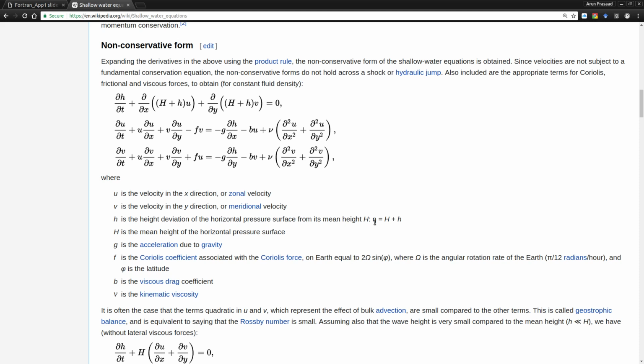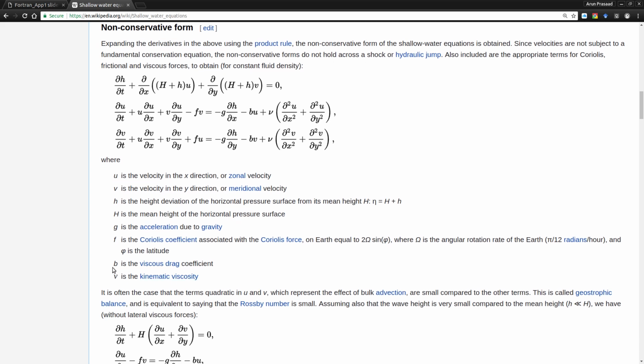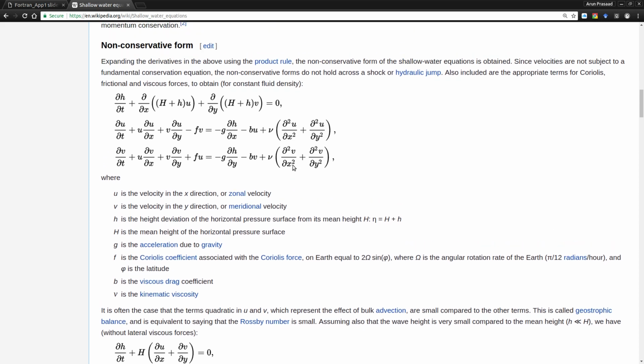So we are going to give this term called eta, which is going to be the sum of the mean height plus the perturbation height, whereas g is your gravitational constant, f is your Coriolis coefficient, v is a viscous drag coefficient, and mu is the kinematic viscosity. So depending upon which fluid you take, you can vary these and then make it generic.